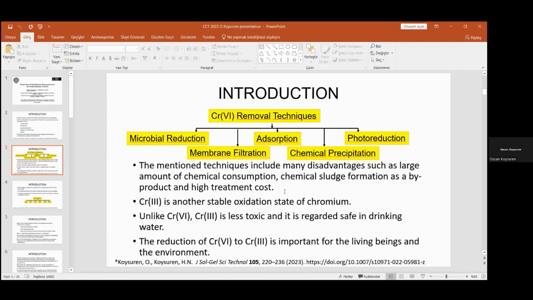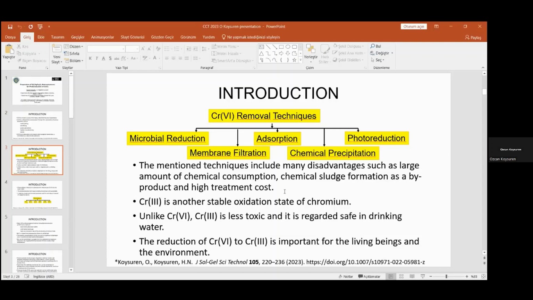There are several techniques like microbial reduction, membrane filtration, adsorption, chemical precipitation, and photoreduction. In our study, we have utilized the photoreduction technique to remove chromium-6 from wastewater. The mentioned techniques, apart from photoreduction, have many disadvantages like chemical consumption, additional processing, chemical sludge formation, and also high treatment cost, and byproducts in addition to chromium-6.